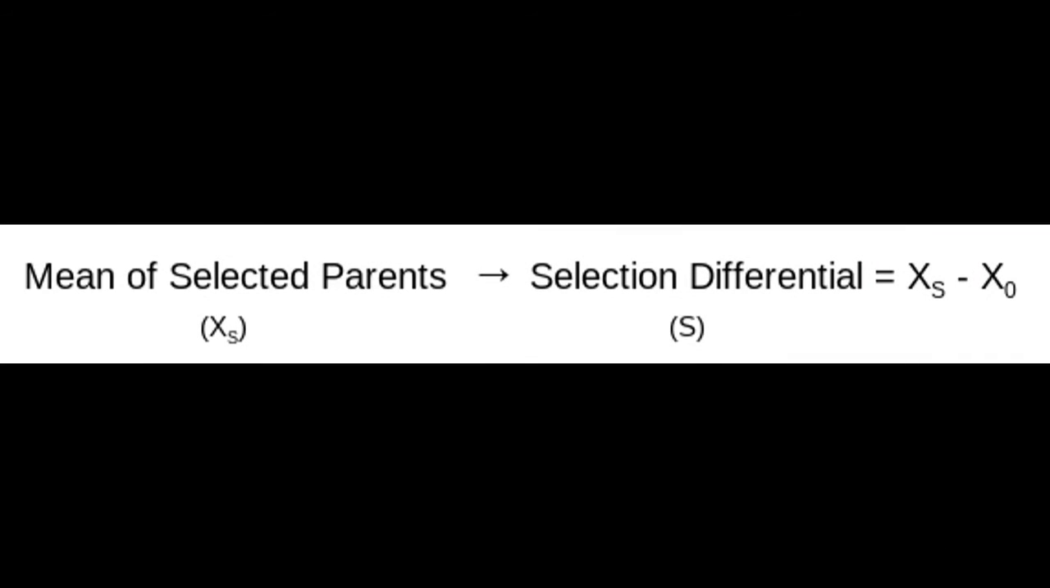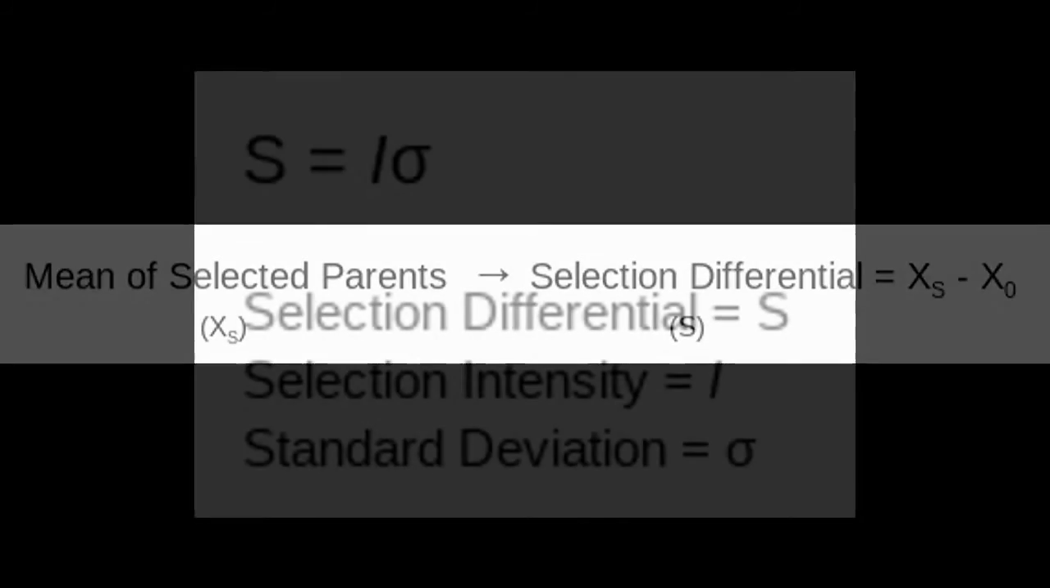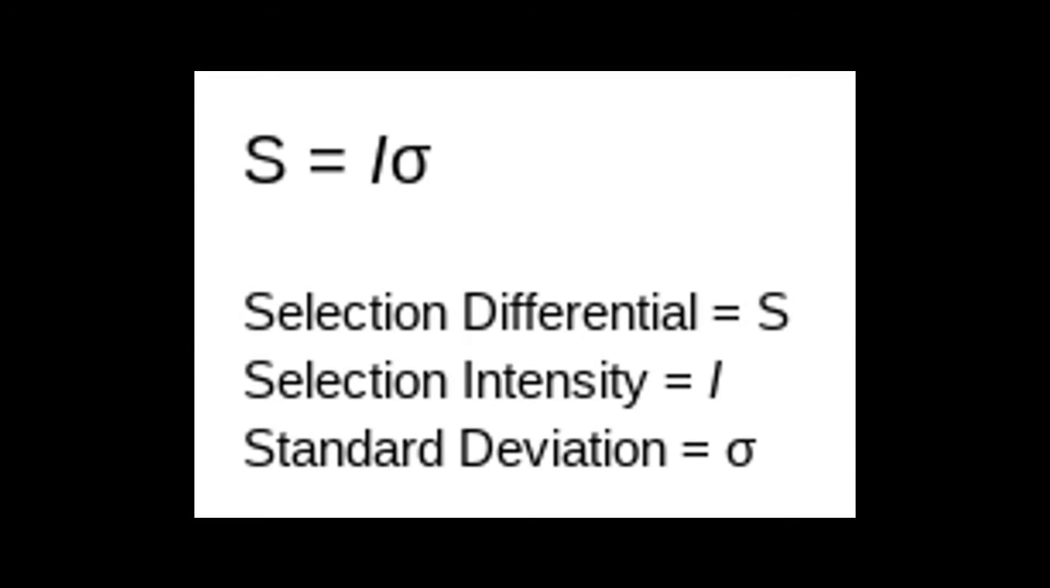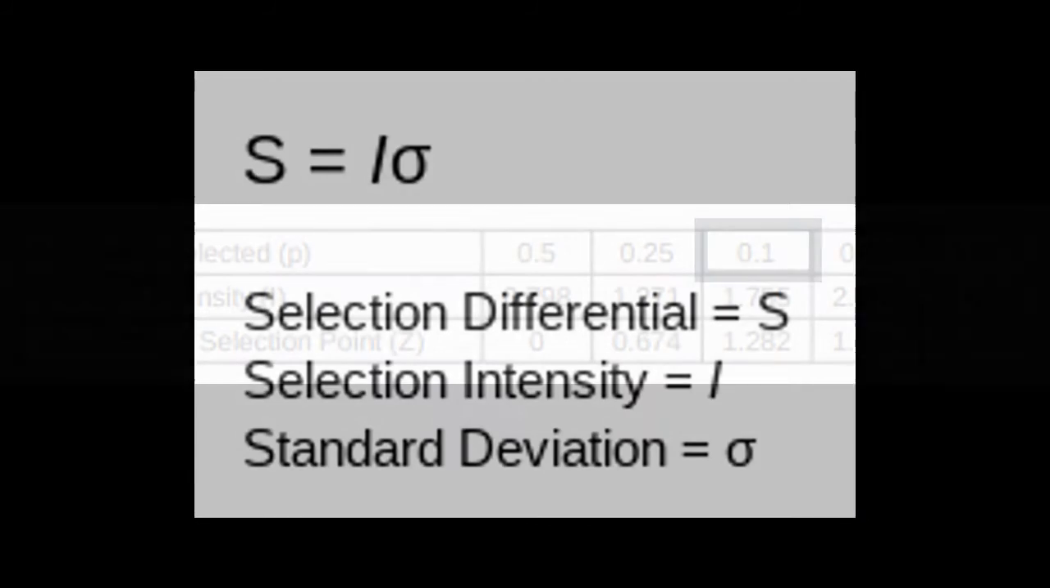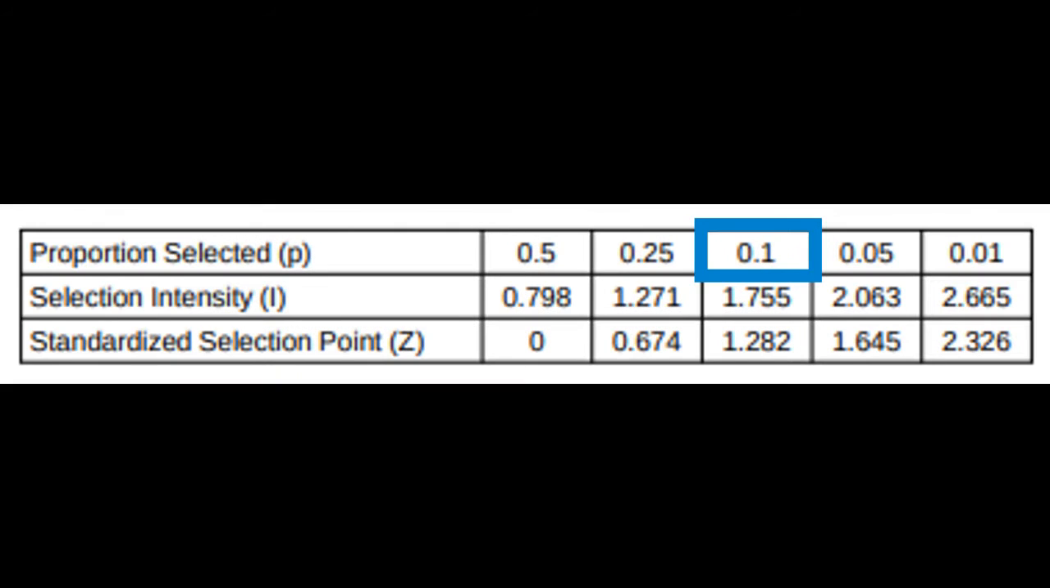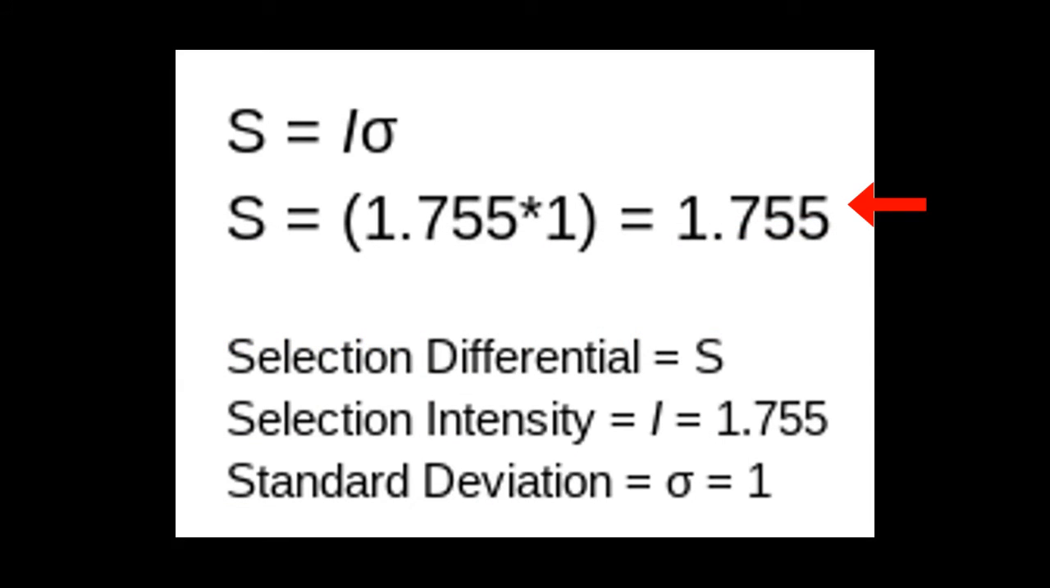To calculate the mean of the selected parents, I will need to calculate the selection differential, which is the difference between the mean of the selected parents and the initial population mean. The formula for selection differential is S equals i times sigma, where i is the selection intensity and sigma is the standard deviation. The value for i is located in the same standardized table as the standardized selection point. For my experiment, the value of i is 1.755. Plugging the numbers into the formula, the selection differential equals 1.755.